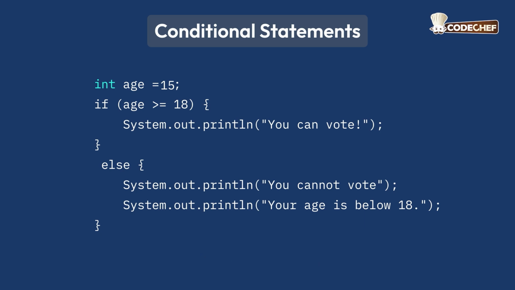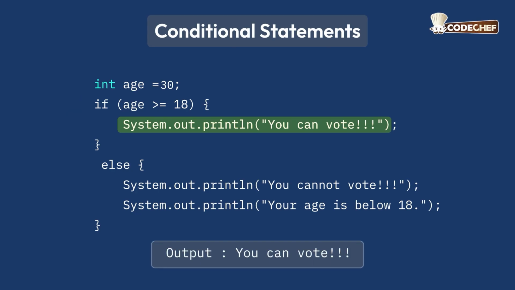Now, let's change the value of age to 30 and see how the program behaves. So when the age is 30, the condition age >= 18 is true. So the program runs the code inside the if block. The output will be: you can vote.